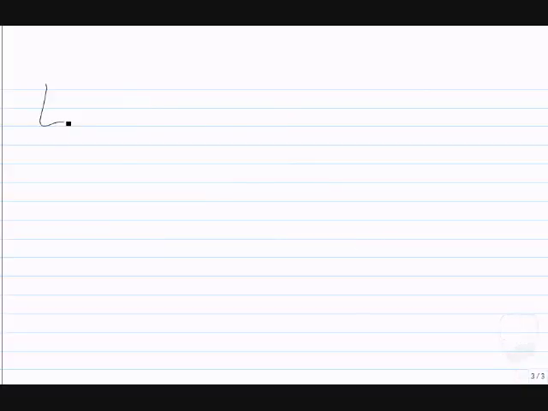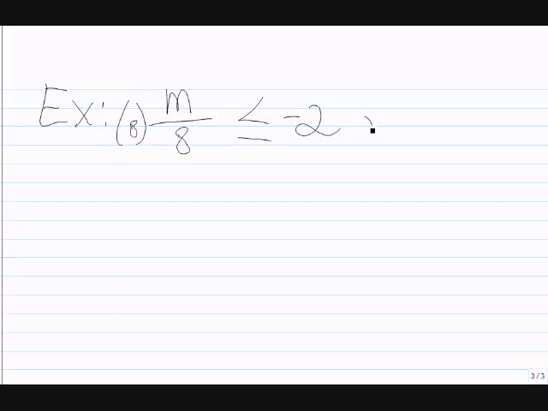Let's do example number 3. M divided by 8 is less than or equal to negative 2. What do I multiply both sides of my inequality by? That's right, 8. Good. You guys are listening. You're keeping up. Those 8's cancel, and I get m is less than or equal to negative 2 times 8. Oh, that's negative 16.